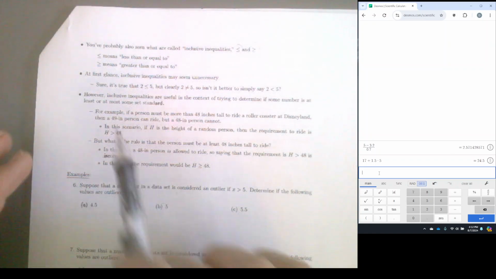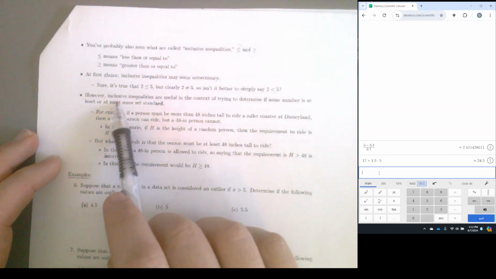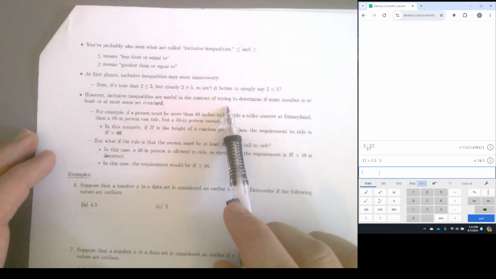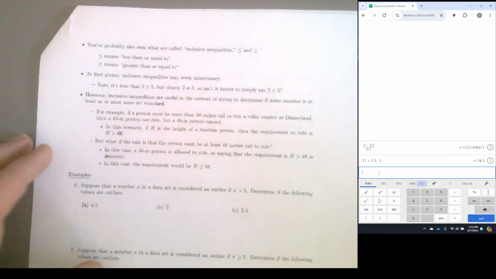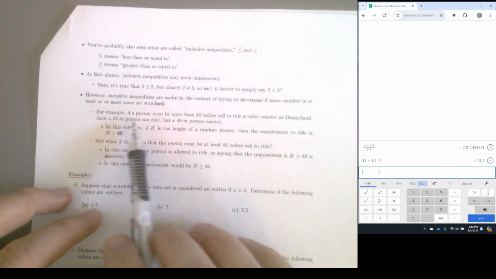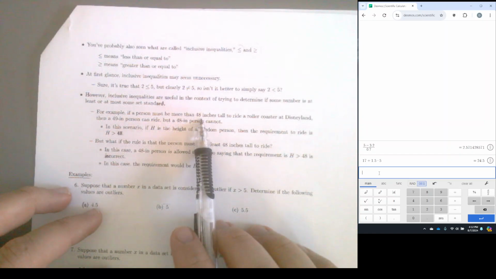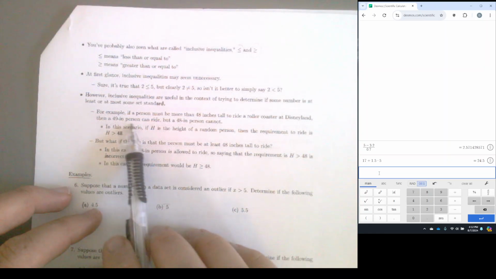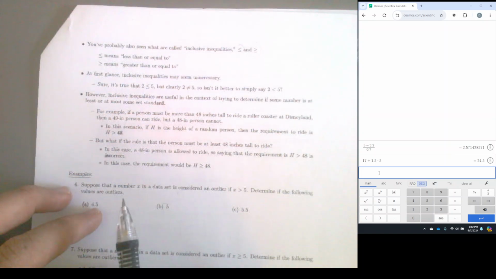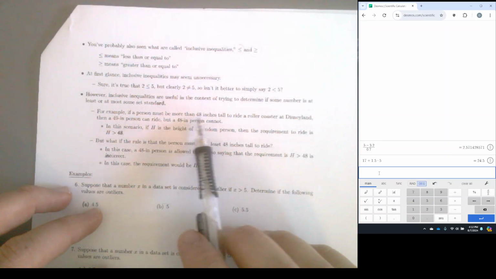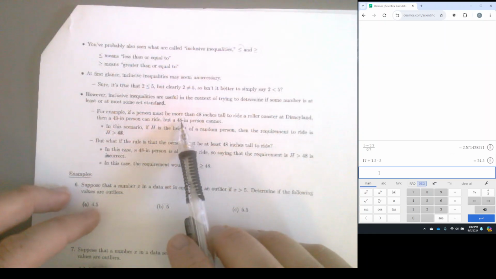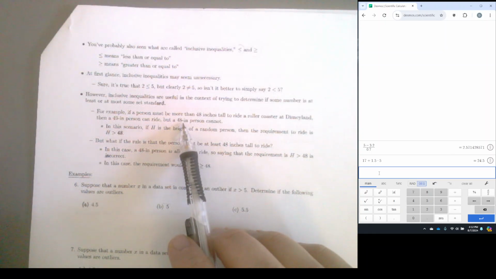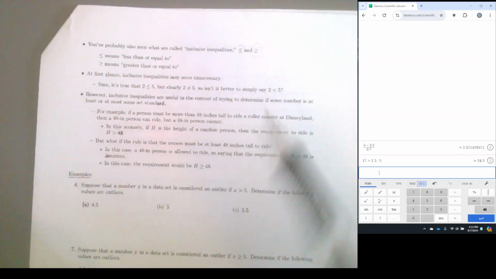The answer to that question is that inclusive inequalities are useful in the context of trying to determine if some number is at least or at most some set standard. For example, if a person must be more than 48 inches tall to ride a roller coaster at Disneyland, then a 49-inch person can ride, but a 48-inch person cannot, because the person needs to be more than 48 inches tall. So if they're exactly 48 inches tall, that disqualifies them because they need to be more than that, right?